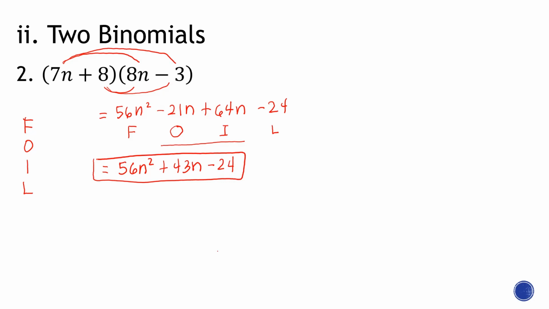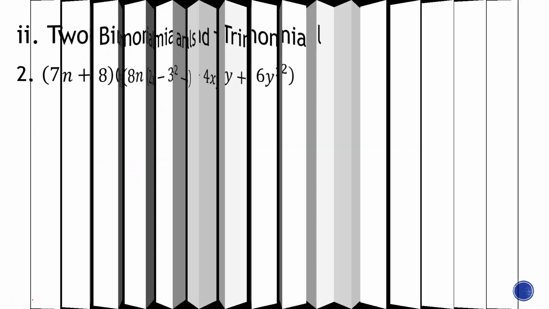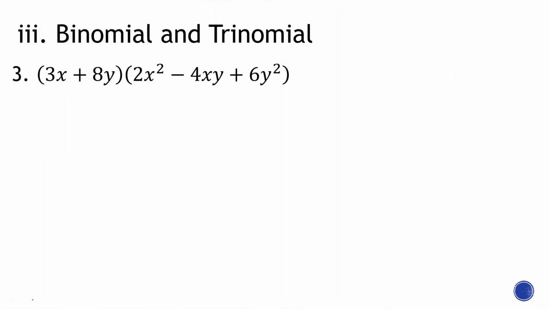Okay. Let's go to the third example. This time we are multiplying a binomial and a trinomial. So basically here, it's just the same. We will be utilizing the distributive property of equality, but the way I set up the problem is something like this. I put 3x, and then 8y, and then this trinomial, 2x squared minus 4xy plus 6y squared. So normally this is how I set up the problem.